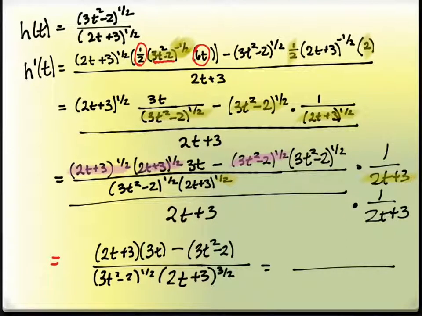If I simplify and clean it up, I have 2t times 3t, that would be 6t squared, minus the 3t squared gives me 3t squared. And then I have 3 times the 3t, that's going to give me 9t, so plus 9t. And then I have minus the negative 2 for a positive 2. And the denominator is the same.